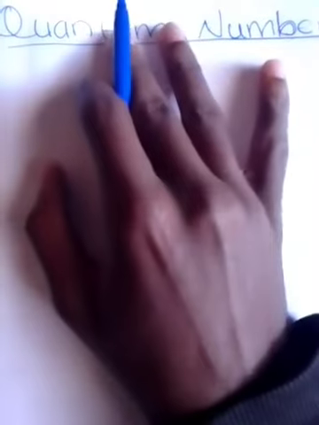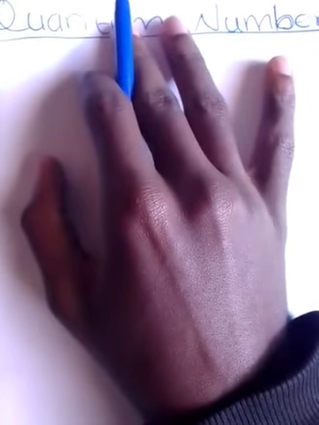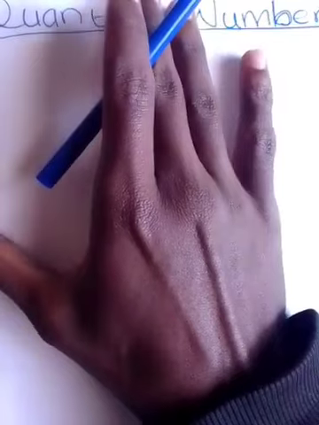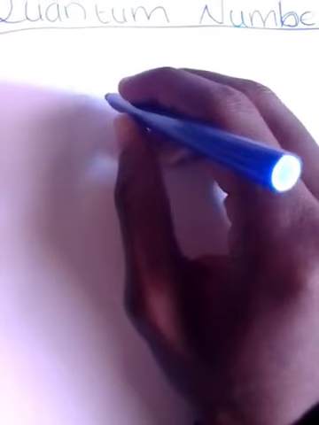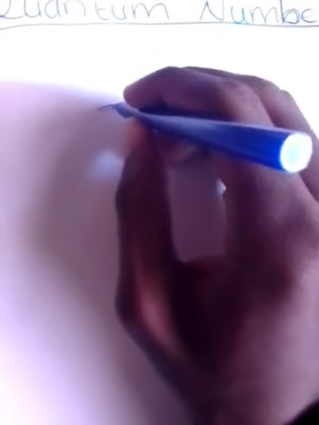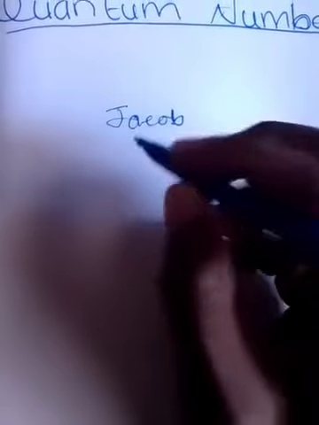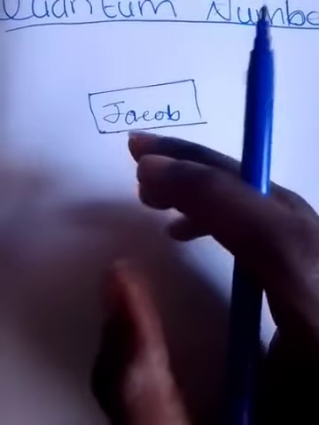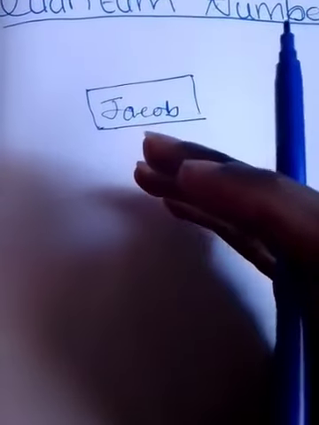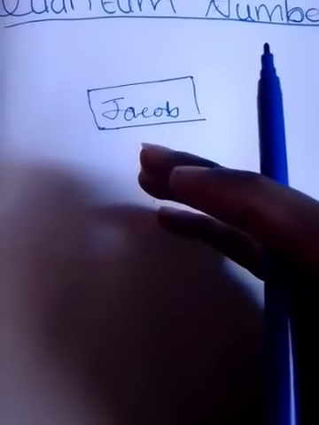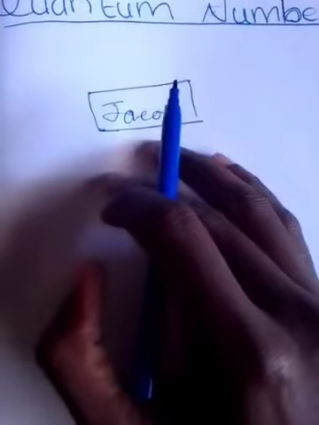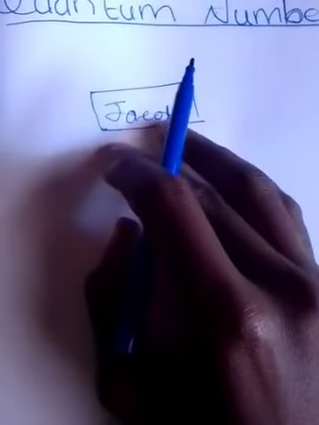Now we've said that they are used to describe the distribution of the electrons, right? A realistic example that I can give you is to imagine there is a guy called, let's call him Jacob. Suppose I want to describe the location of Jacob. I want to be more specific. I want to describe specifically where Jacob resides.